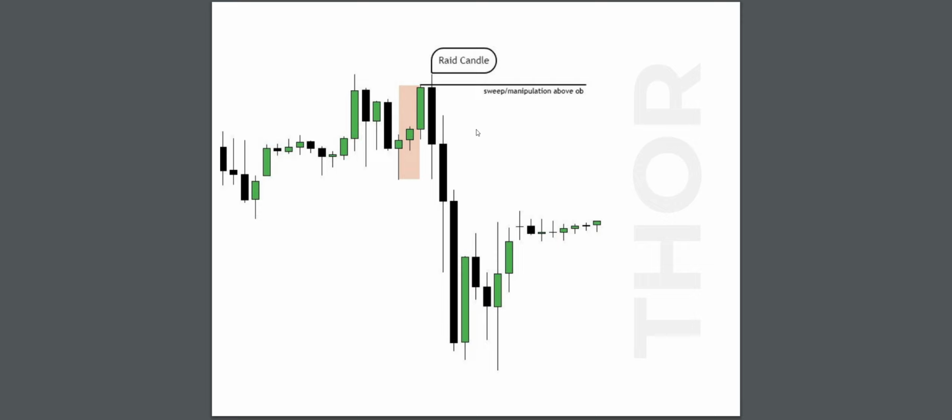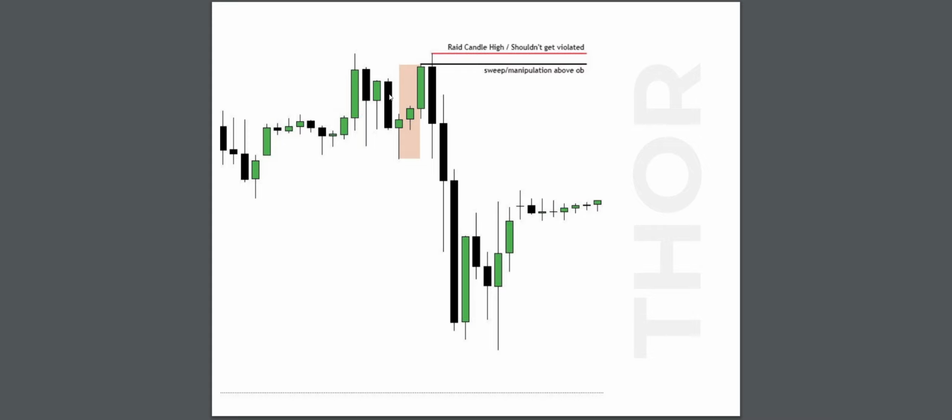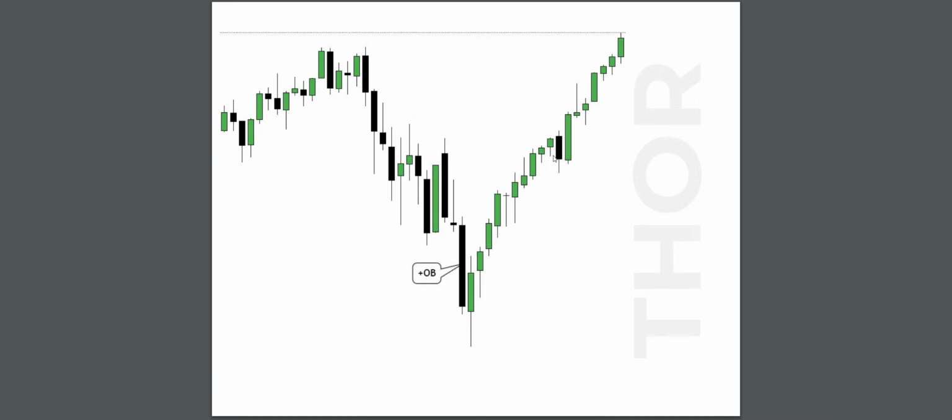All right, so let's go one more step. Here we have the rate candle high now. It shouldn't get violated. The reason it shouldn't get violated anymore is because market already manipulated up here. All right, you will never see a manipulation getting manipulated one more time, which means the high is a safe high. All right, that's the simplest way I can put this down.